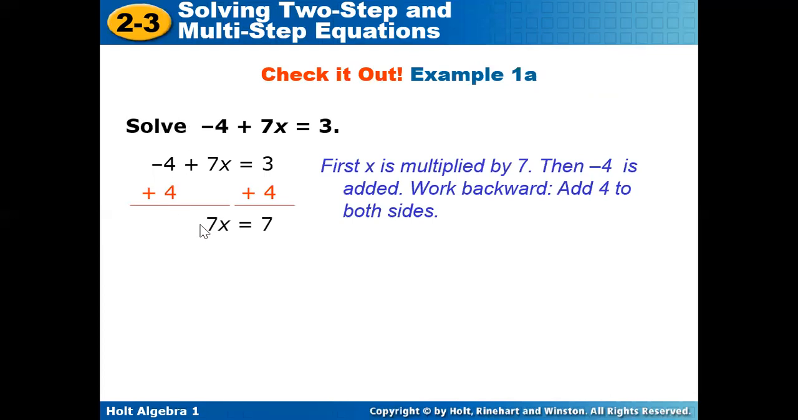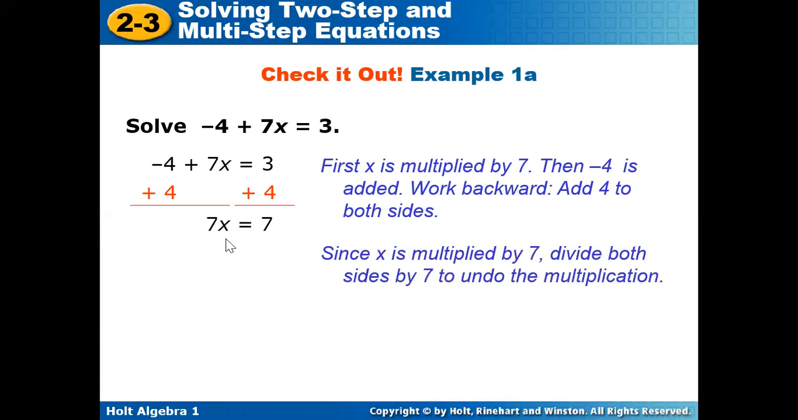These are going to cancel out. 7x is equal to 7. 7 times x is equal to 7. So we are going to do the opposite operation. The opposite of multiplication is division. And here we go.